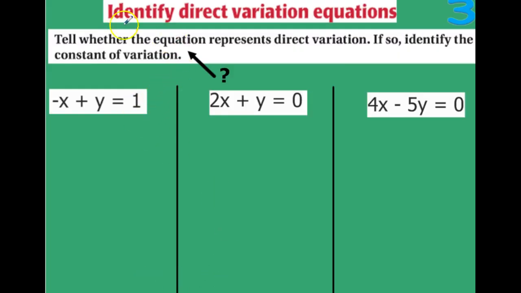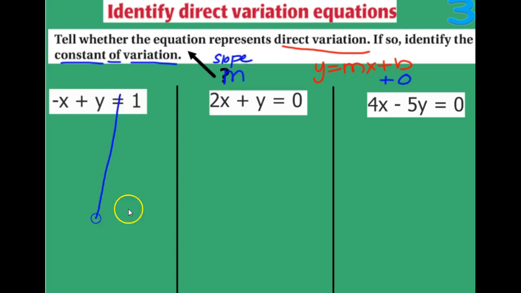Alright, next it says, tell whether the equation represents direct variation. We will know it's direct variation if in the equation y equals mx plus b, b is really a 0. If it is, identify the constant of variation. Our constant of variation is really our m, our slope. Okay? So let's solve this for y. We can't tell unless it's solved for y. So this is really a negative 1x.